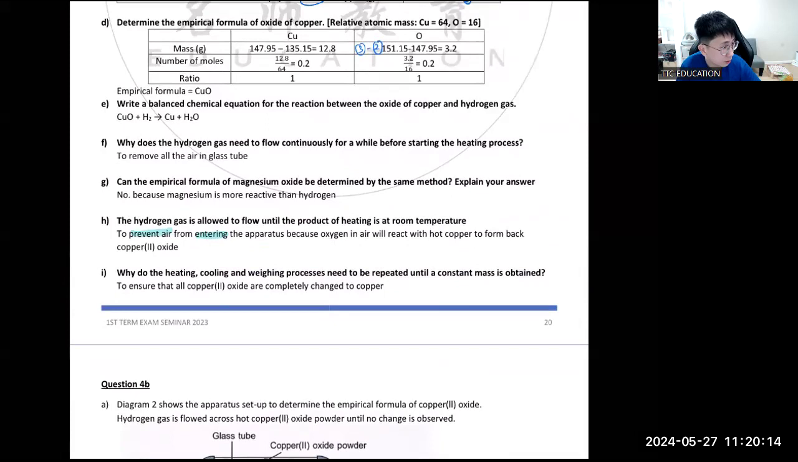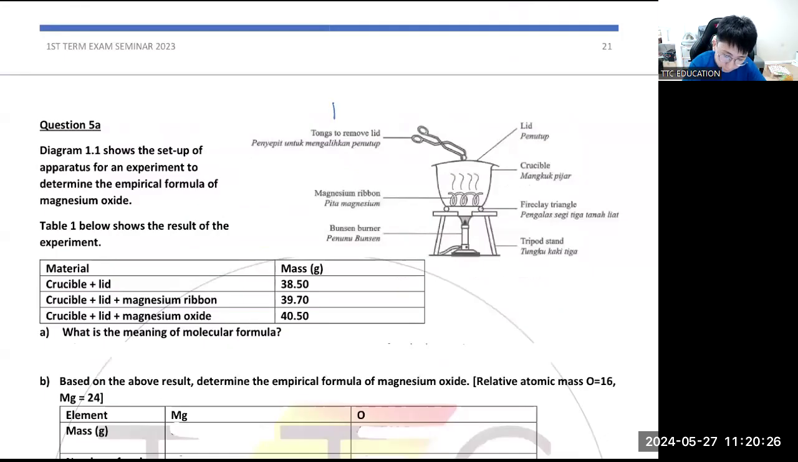So one question on copper oxide and one question for magnesium, which is on page number 22. On page 22, this is the experiment where we heat your magnesium ribbon, and it reacts with oxygen to become magnesium oxide. So the concept is Mg heated directly with oxygen gives MgO. But it's not balanced, you have to balance the equation.